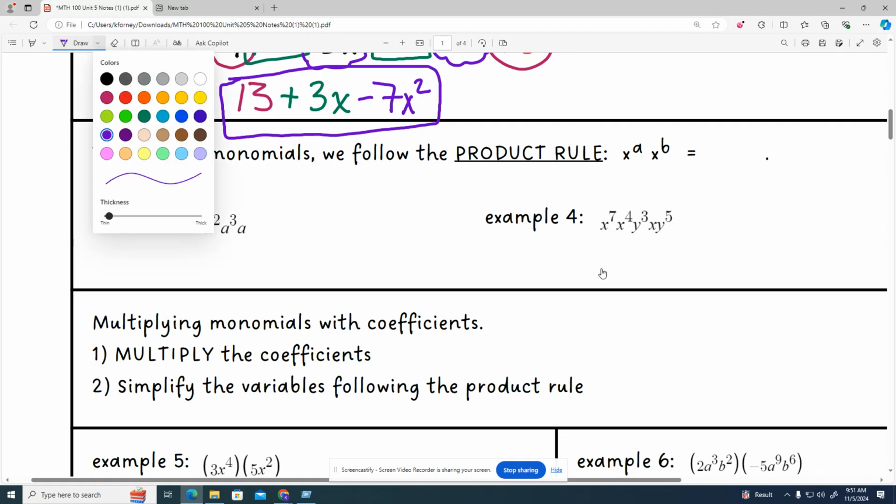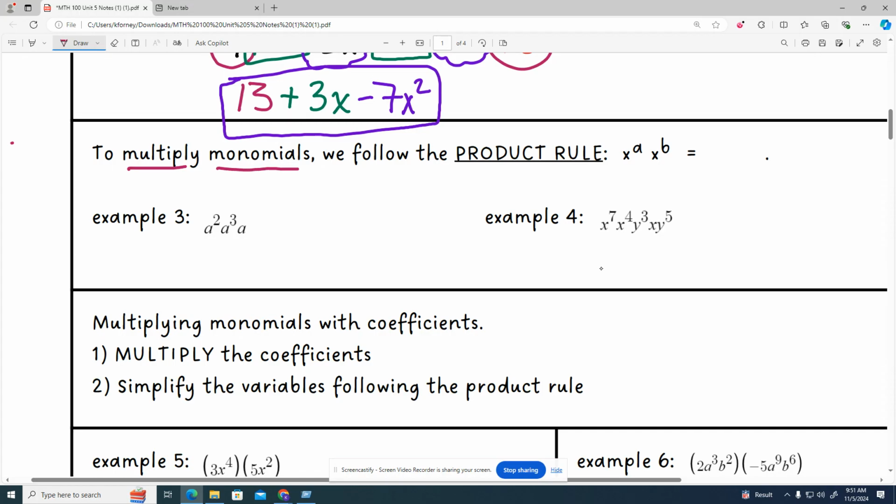So now, looking at multiplying monomials. When we multiply monomials, we follow something called the product rule. Does anyone remember what the product rule tells us to do with our exponents? The product rule tells us to add exponents. So that would become x to the a plus b. Now, you can only add exponents when the bases are the same. What I mean by the base is that's the number or the variable that is in front of your exponent. So in this case, the base is x. So since they both have x, we can add exponents.